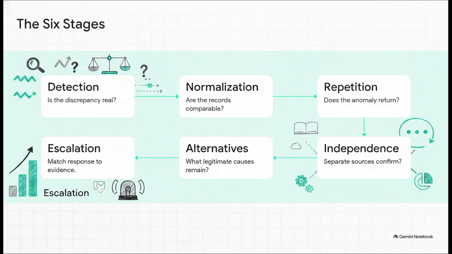You start with detection, just describing the observable difference without assigning any motive. Second is normalization, verifying that these records are actually comparable. Third is repetition, identifying if the anomaly returns. Fourth is independence, confirming this through truly separate sources. Fifth is the alternative explanation, where a serious investigator actively tests the pattern against competing, legitimate hypotheses. And finally, proportional escalation, matching your response strictly to the verified quality of your evidence.